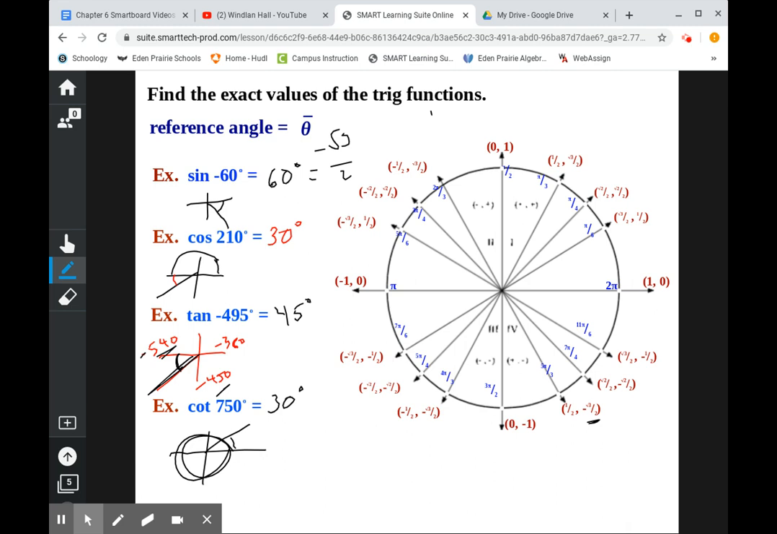We can do this one of two ways. We can look at it here. We can also look at it here. Back in the day, we used to have kids memorize this. You'll be able to have your notes out. You can go over here and look right here at 30 degrees. The cosine is negative root 3 over 2. So negative root 3 over 2.